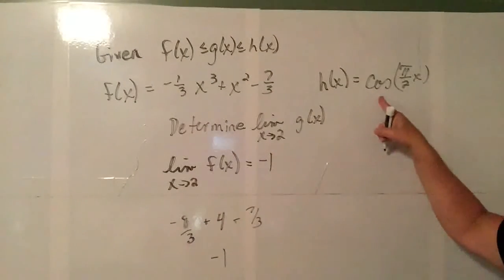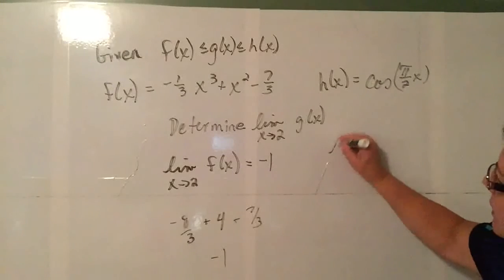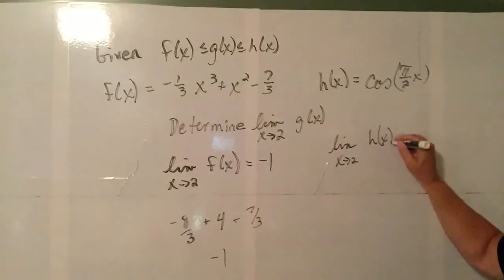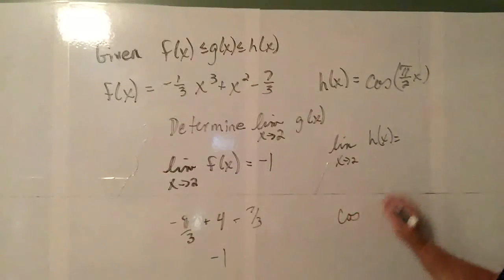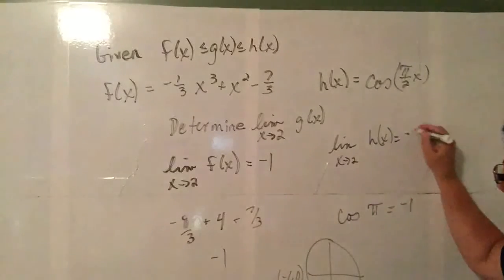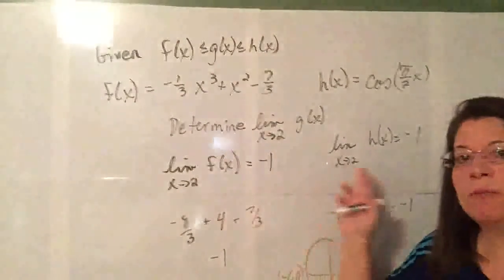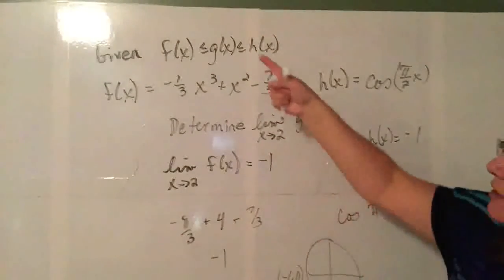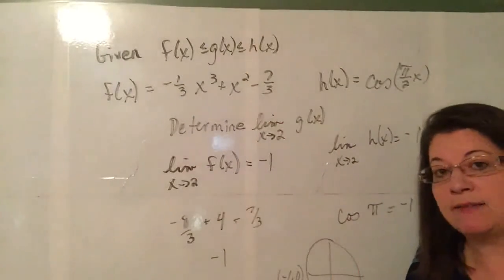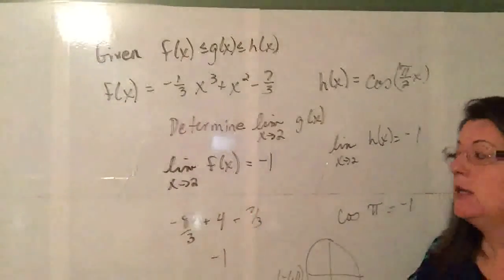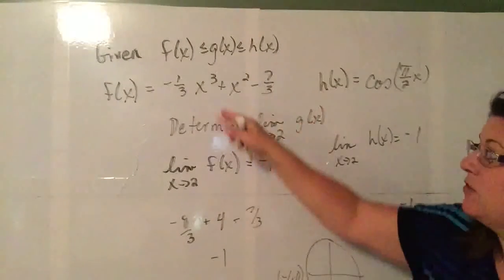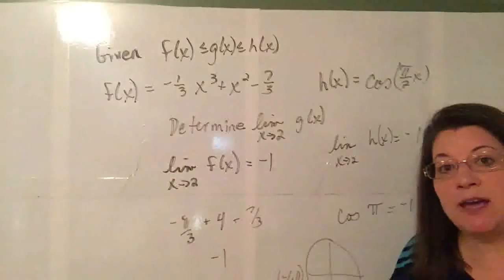And then if we plug in 2 here, we have the limit as x approaches 2 of the h function. That would be cosine of pi over 2 times 2, which is pi. Cosine of pi, again here, is also -1. So since these two limits are the same, and g of x is always between those two, and their limits are the same as x approaches 2, that means, by the squeeze theorem, that the limit as x approaches 2 for g of x is also -1.